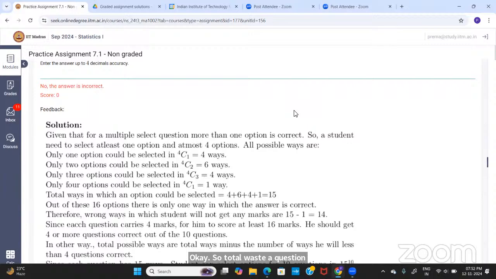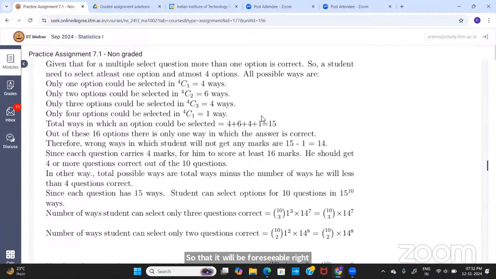Now the total ways a question can be answered: if she selects one option only, it will be 4C1 ways. If she selects two options, it will be 4C2 ways. If he or she selects 3 options, it will be 4C3. And if he or she selects all 4, it will be 4C4. So total ways will be 15.